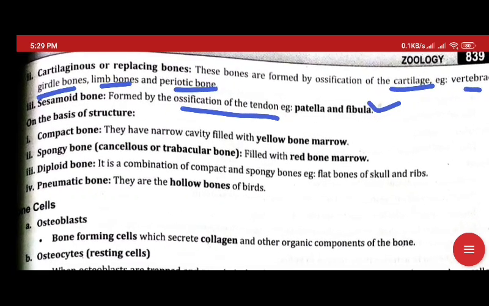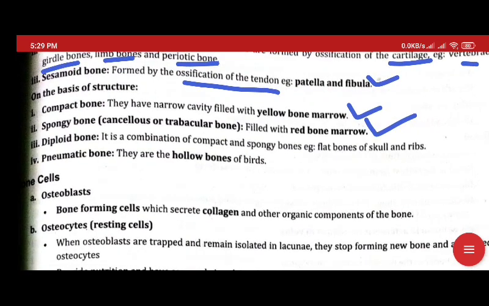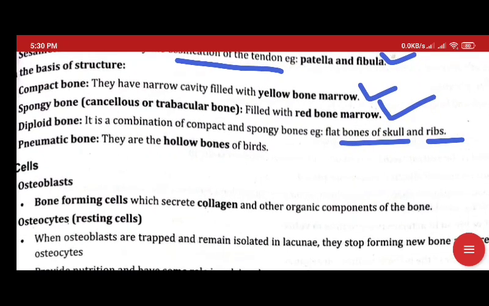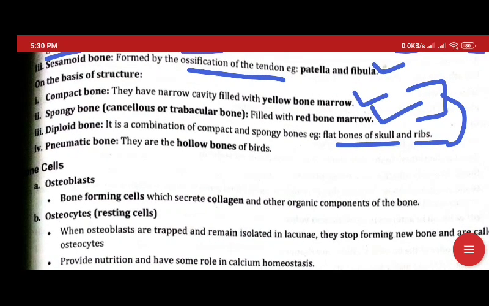On the basis of structure, we have compact bone. Now compact bone means filled with yellow bone marrow, and spongy bone means filled with red bone marrow. Compact bone is the middle part, and spongy bone is the tip part, that is called articulating bone or trabecular bone. We also have diploid bone. Diploid bone is flat bone that is found on ribs and skull. This diploid bone is the combination of both these bones, that is compact bone and spongy bone.